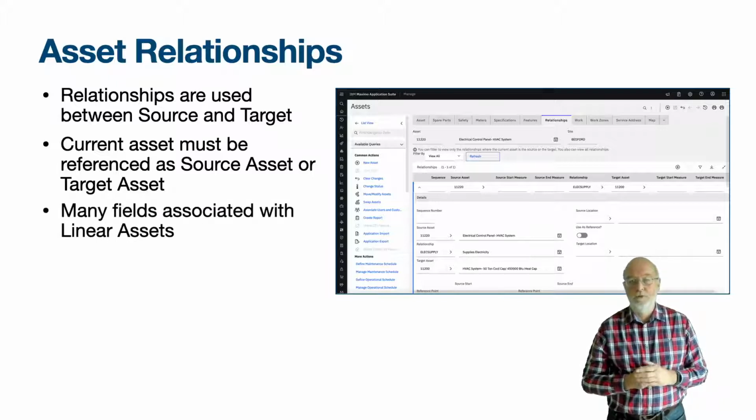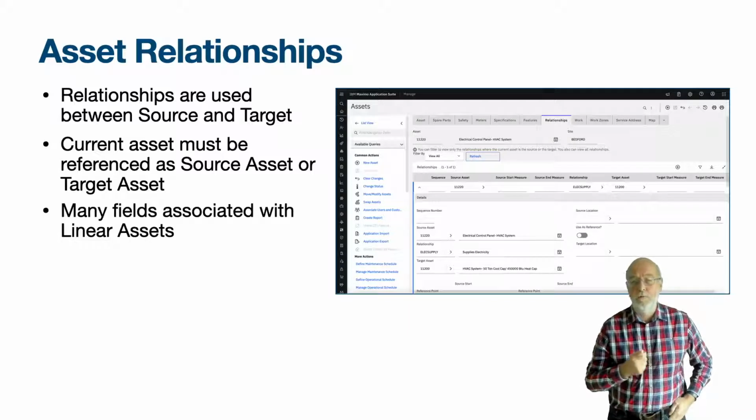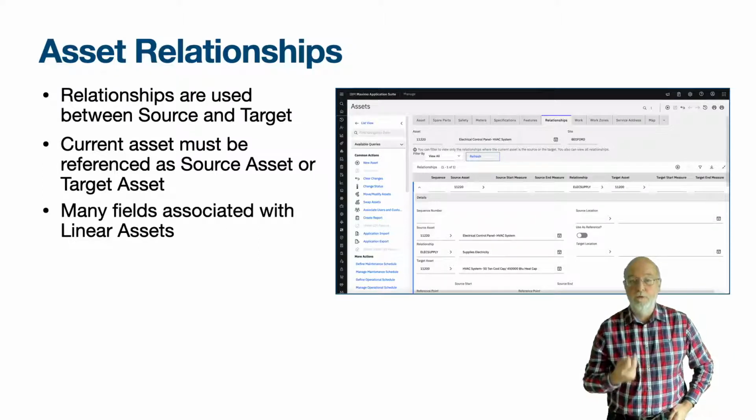When you look at the relationships table window, there are fields that are used with linear assets. The four fields: source, start and end measure, and target, start and end measure. If you're using relationships for non-linear purposes, you would probably want to find a way of hiding all the linear fields. There are a lot in the lower half of the details area. 2 lots of linear segment details, one for the source and the other for the target.